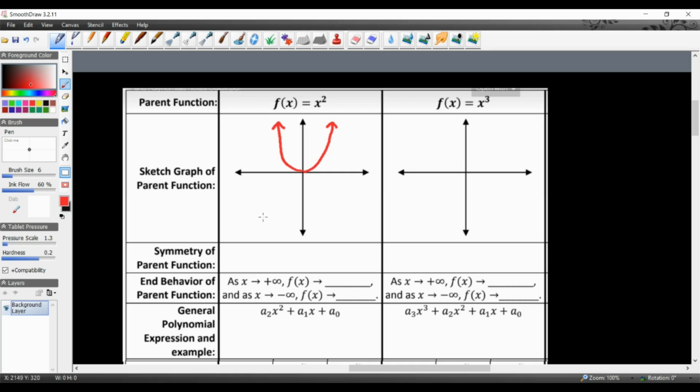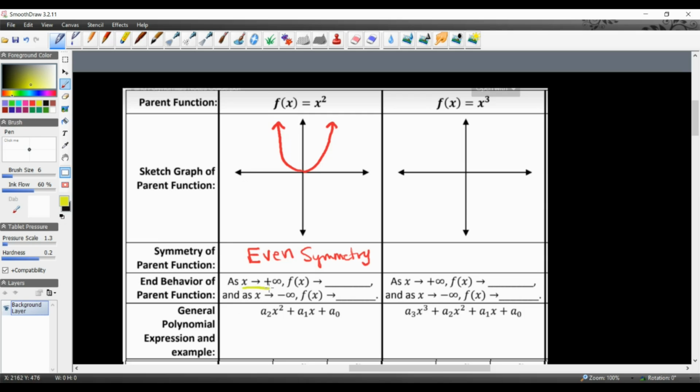Hopefully yours is nicer than mine, okay? And the symmetry of this function is even because it has y-axis symmetry, which by definition is even symmetry. Our end behavior, well, we're going to look at each side here. So we're going to color coordinate just a little bit.